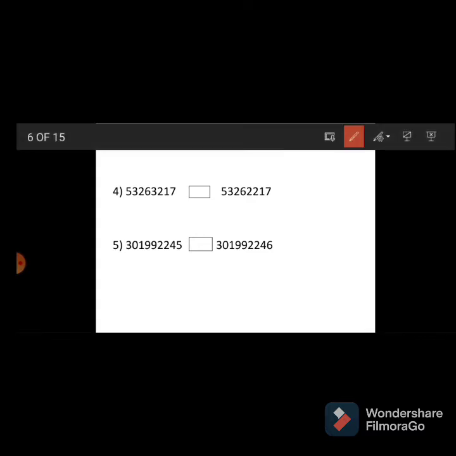In this example, check the number of digits: 1 2 3 4 5 6 7 8.